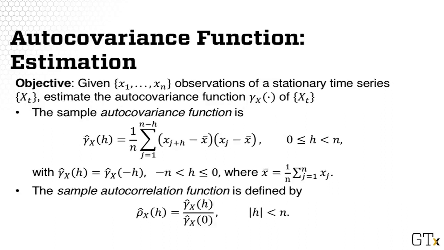For the estimation of the ACF, we can use the same approach as for any other stationary process. Specifically, we can use a sample autocovariance function. We estimate the sample autocorrelation by dividing the sample autocovariance by the estimated variance, or the estimated covariance at lag 0.